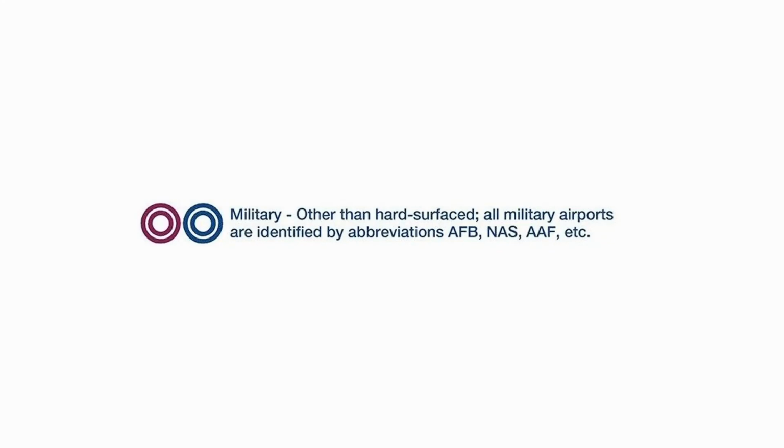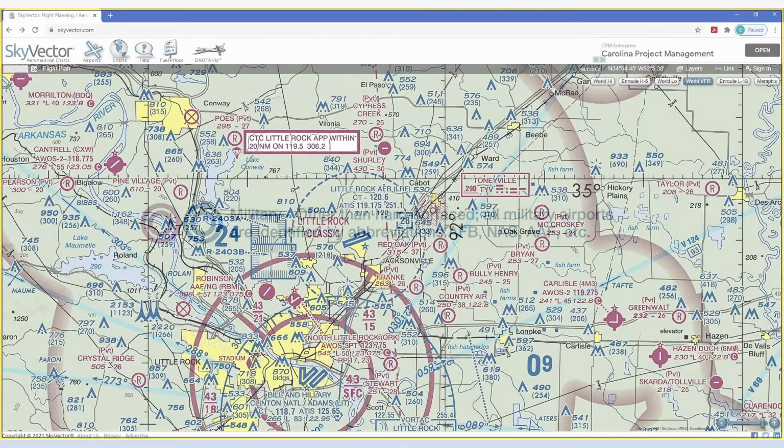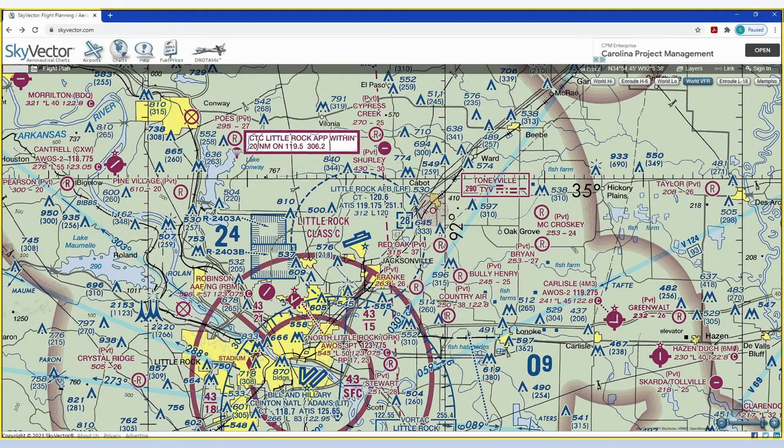If a military airport does not have a hard surface runway, it will be depicted as double circles rather than a single one, but there are not many of these in the US. If it has a hard surface runway, the symbol looks just like any other airport, and you have to use abbreviations in the airport name and the data block to identify them.